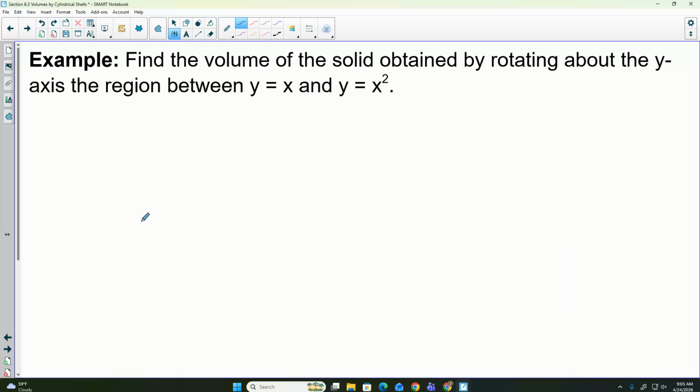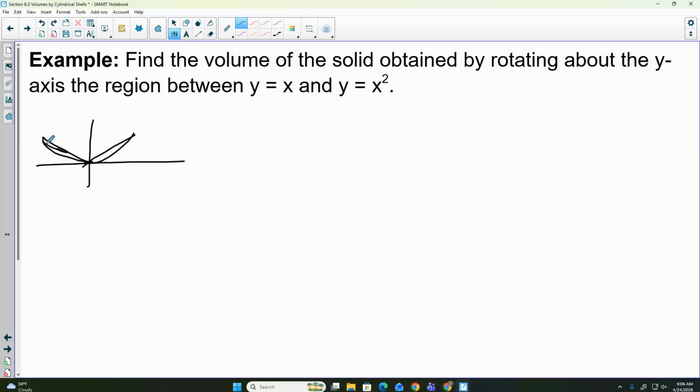Okay, all of these we're doing by shells. So find the volume of the solid obtained by rotating about the y-axis the region between y equals x and y equals x squared. So y equals x we know is just a line. x squared is a parabola. So we're looking at this region, rotating that around the y-axis. It's going to look something like this.